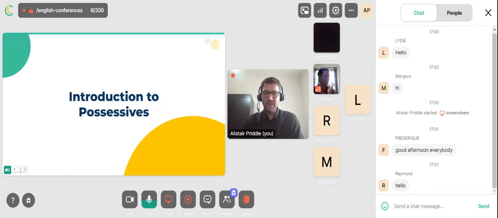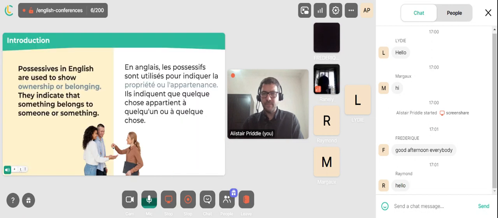So here is our introduction to possessives. I'm going to read it twice. You can listen and read the French translation too, if you wish. Possessives in English are used to show ownership or belonging. They indicate that something belongs to someone or something.